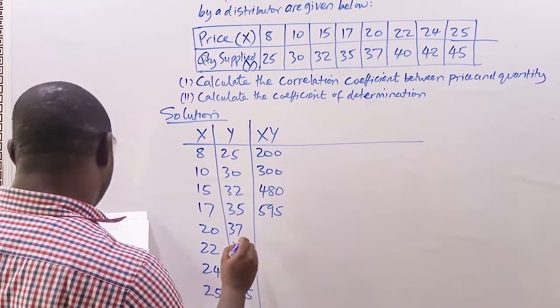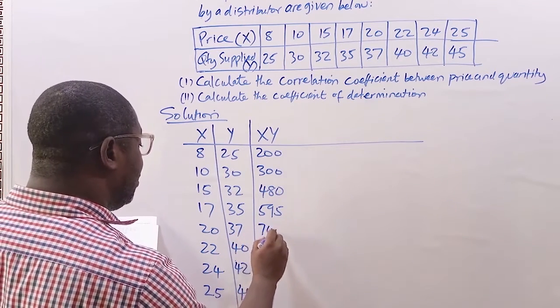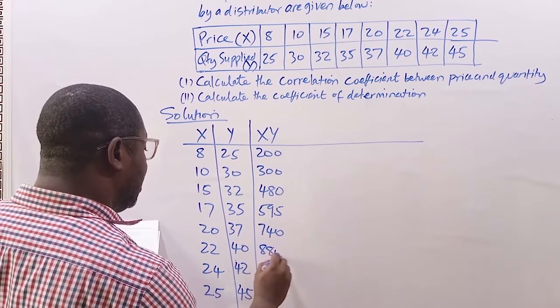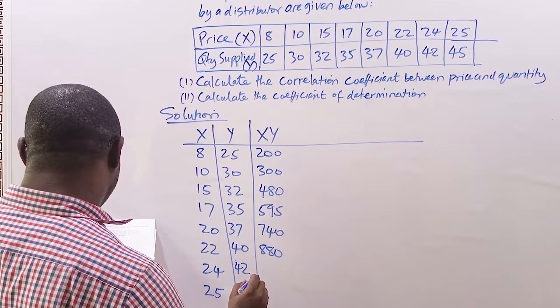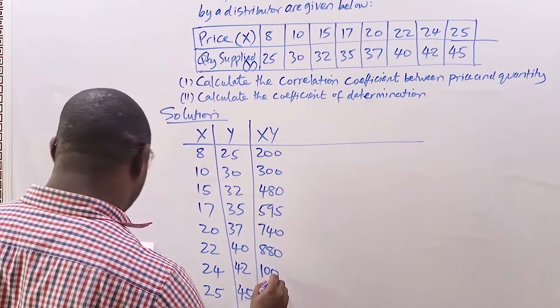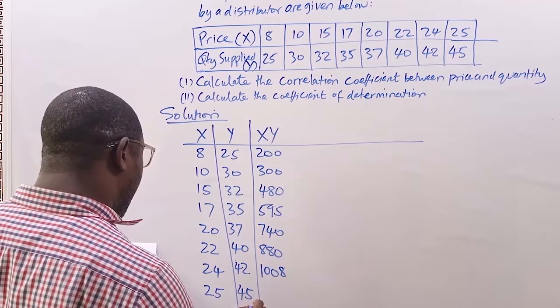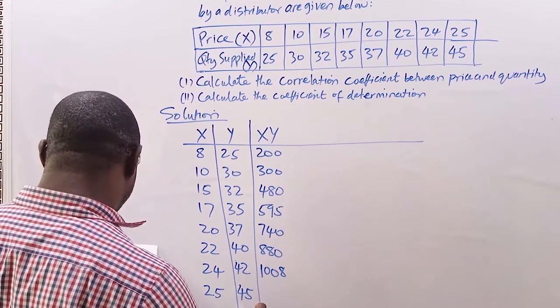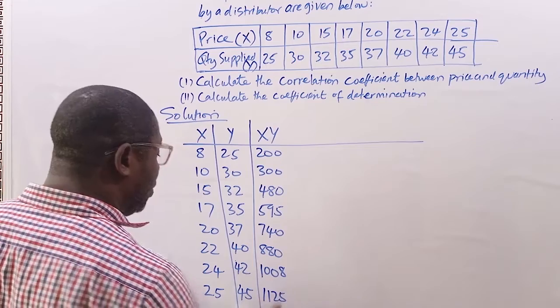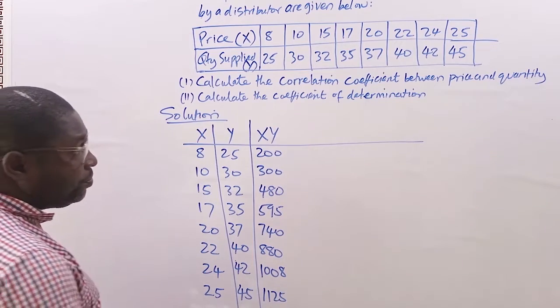20 times 37 gives us 740. 22 times 40 gives us 880. 24 times 42 gives us 1008. And then 25 times 45 will give us 1125. All right, that's what we have here.